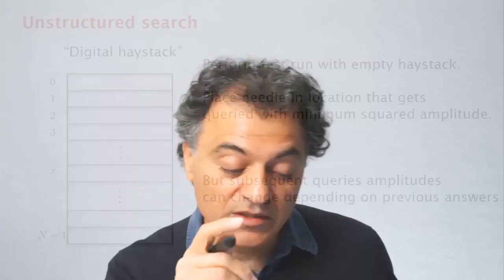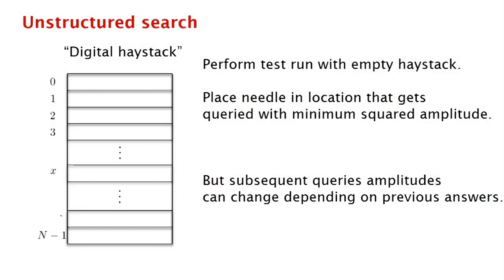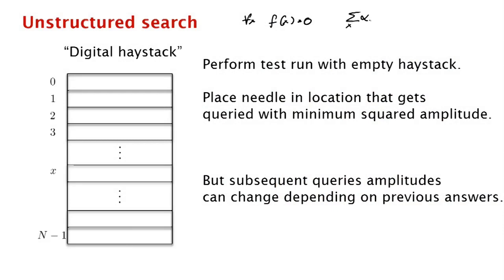I'm going to run that algorithm on the empty haystack. What do I mean by empty haystack? For all x, f of x equals 0. Now, in each step of the algorithm, it performs some queries. So in the first step, it performs some queries, summation over x of alpha x at time 1, x. And then at time t, it performs the same thing. So this is the query to x.